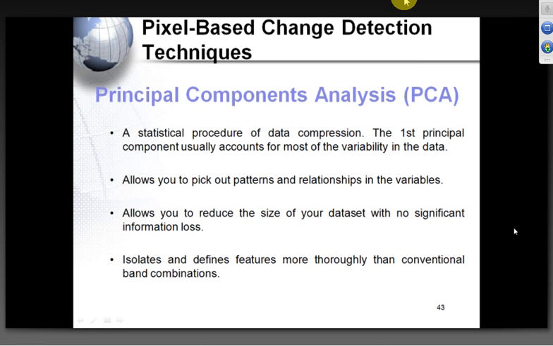Next technique is PCA, that is principal component analysis. It is a statistical procedure for data compression. The first principal component usually accounts for most of the variability in the data. It allows you to pick out patterns and relationships in the variables. It isolates and defines features more thoroughly than conventional band combinations.